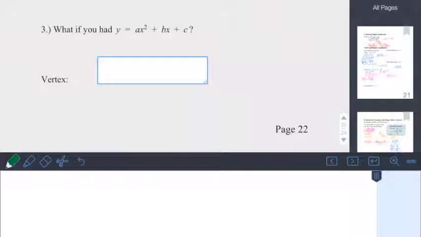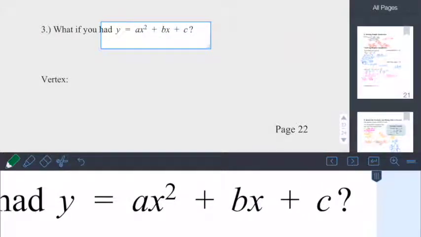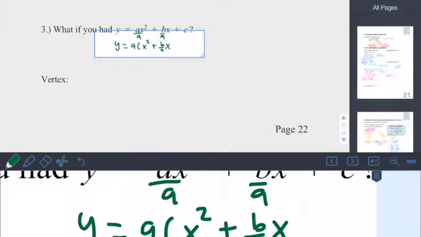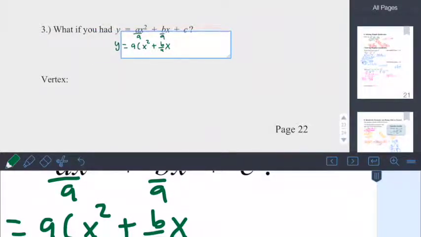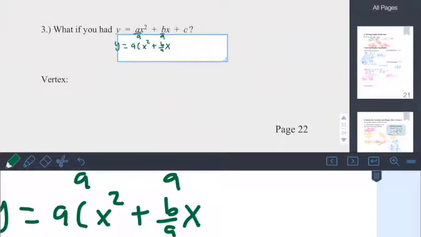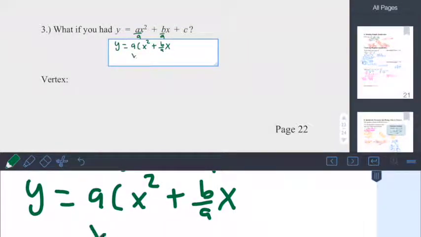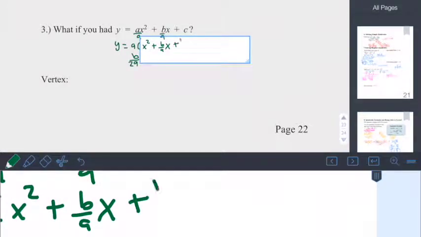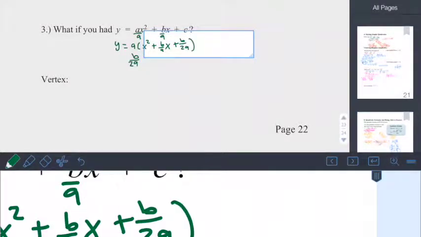So what if I had this? Well, here's proving that negative b over 2a very quickly. I'm going to divide a out of my first two terms. Okay, and then when I complete the square, I take b divided by a, and I divide it by 2. Well, when I divide it by 2, that makes it b over 2a. And that's what I would complete the square with. Okay, and then I would subtract. I would do that other stuff. I'm not going to worry about that other junk.